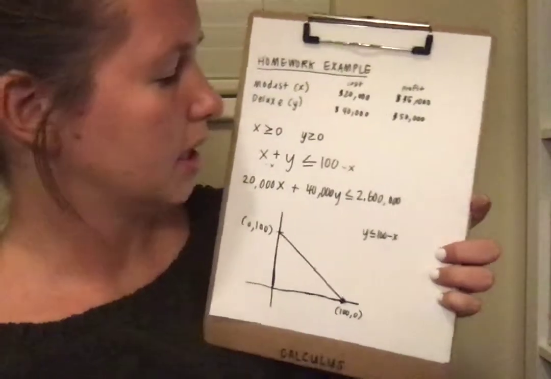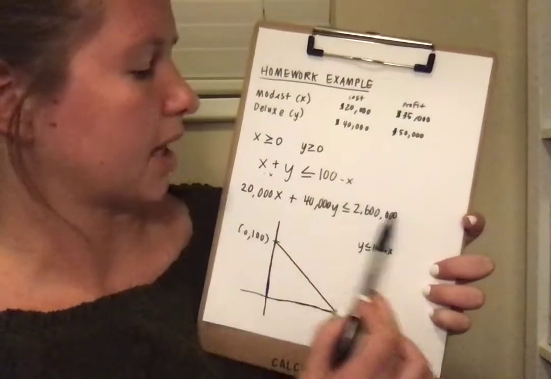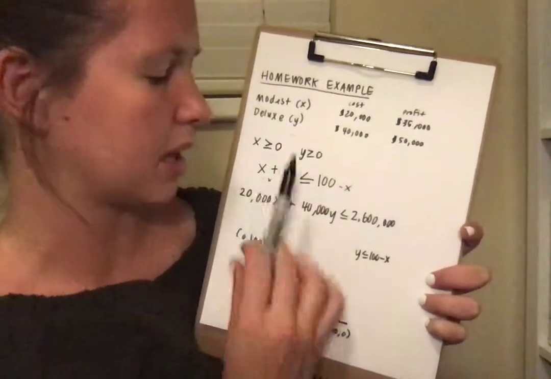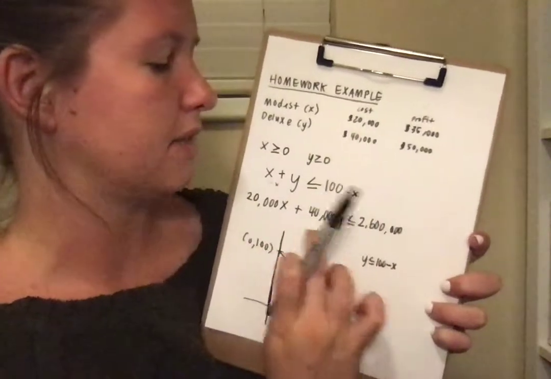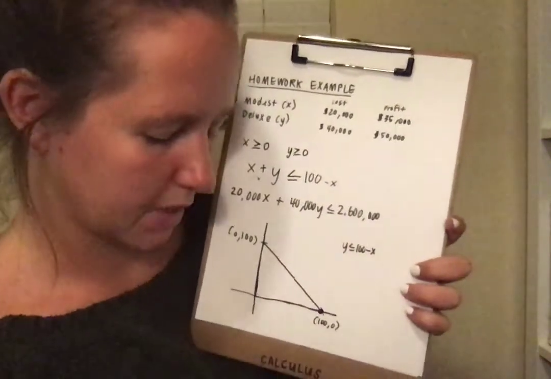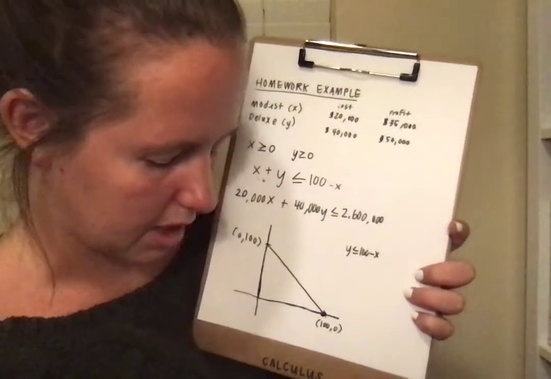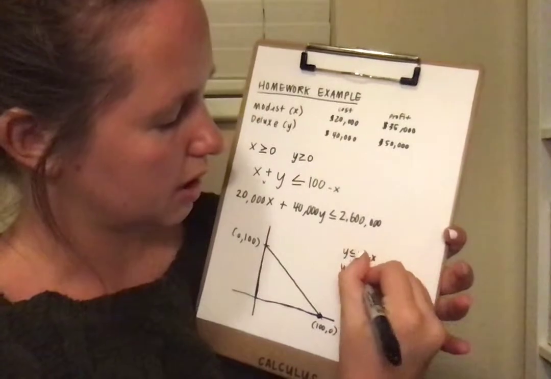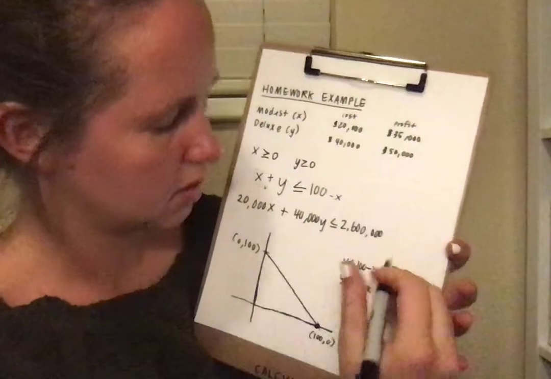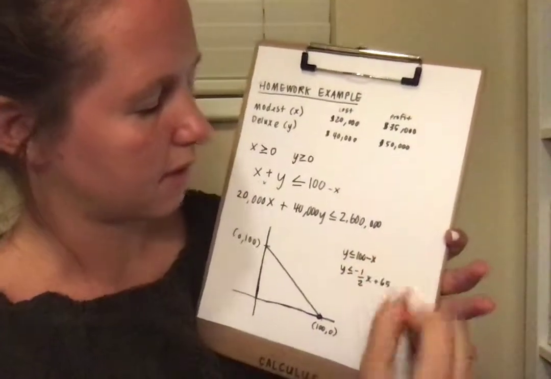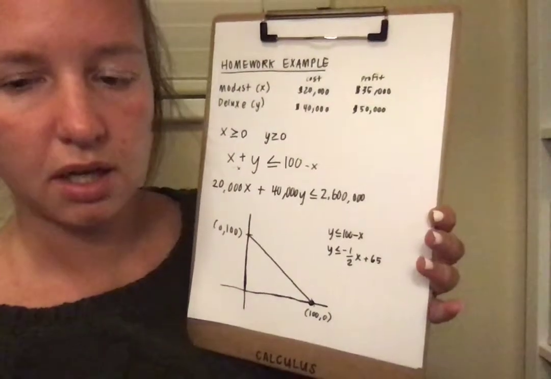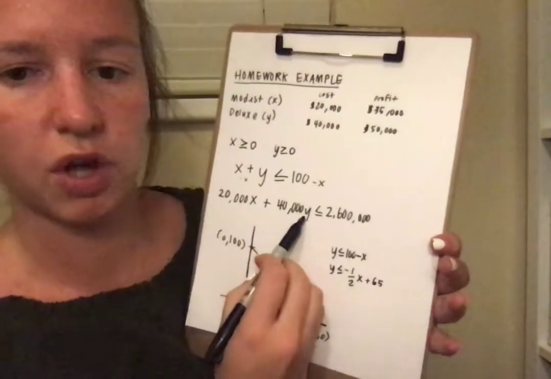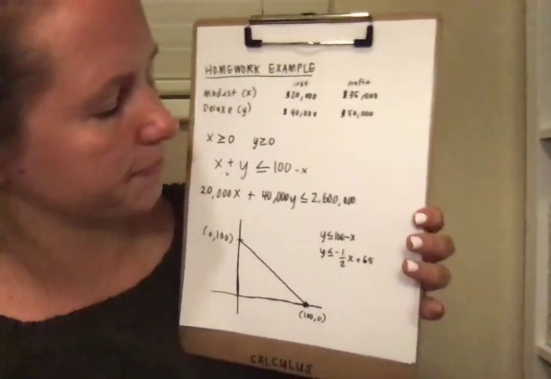Yay, feeling good. Lastly, we just need to graph this guy right here. Again, it's easier to graph if you get the y alone. So I'm going to minus the 20,000x over to this side, and then divide everything by 40,000. And you end up getting y is less than or equal to -1/2 x plus 65. I'm not going to do that math, but you can totally do this. You're just solving for y. Okay, and that's what I got.